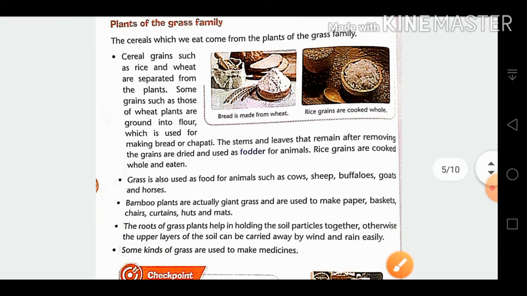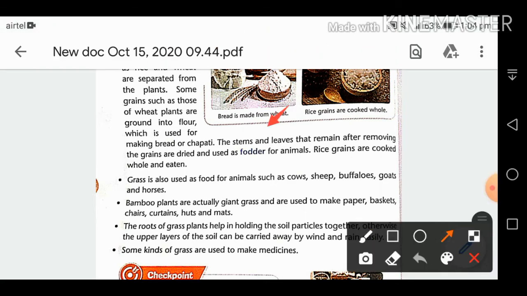And the rest of the plant, like stem and leaves, are used for cattle as fodder, or food for the animals. Then grass is also used as food for animals. We use direct green grass for animals. Cow, sheep, buffalo, they eat the green grass also.